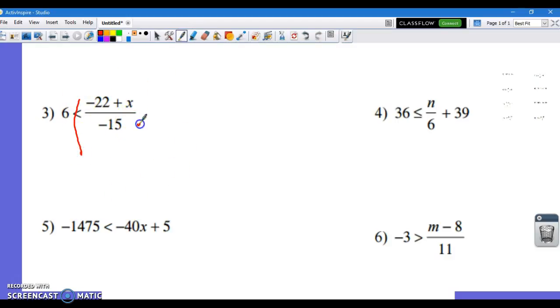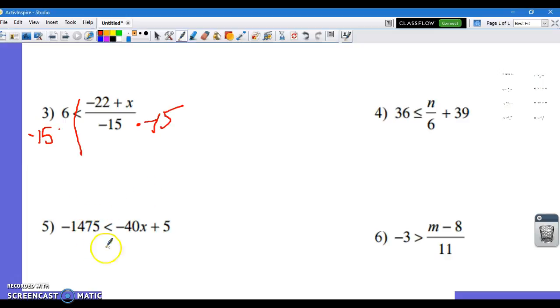Remember, junk in a trunk, we're going to get rid of this negative 15 first. I can hear some of you already: oh, Mrs. Hardt, I know what to do. I'm going to reverse my inequality sign, and that is correct. Why are we reversing the inequality sign? Anytime we multiply or divide by a negative, you must reverse your inequality sign.